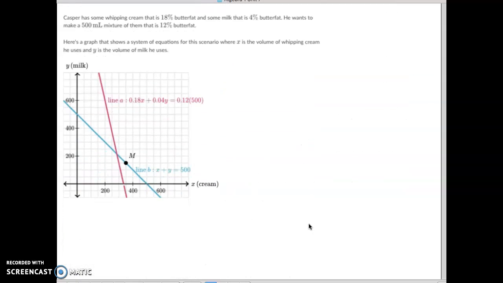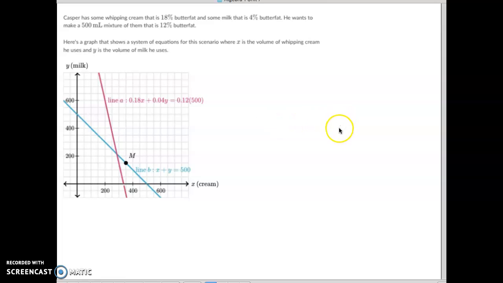Okay. Example number 2. Casper has some whipping cream that is 18% butterfat and some milk that's 4% butterfat. He wants to make a 500 milliliter mixture that's 12% butterfat. So he's going to mix these two, more of this than this, in order to get 12% butterfat. By the way, that is signaled by this red line right here, and the red line actually gives the equation right there. So the red line is the butterfat, and the 500 milliliters, some of which is going to be butterfat milk and some is going to be milk, is signaled by the blue line. So the blue line here is simply representing the 500 milliliters.